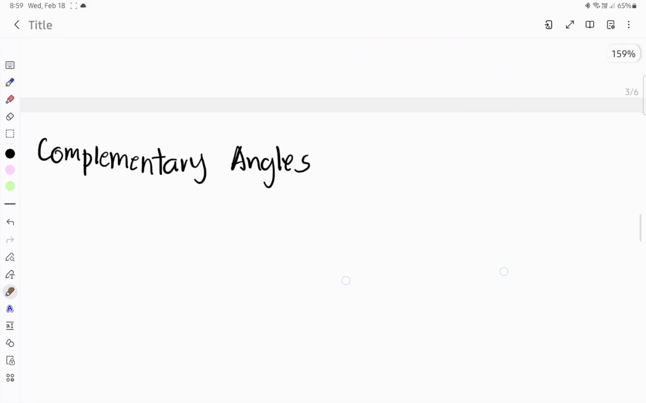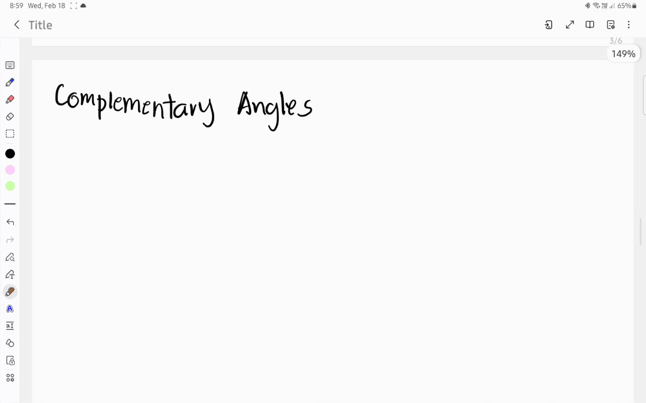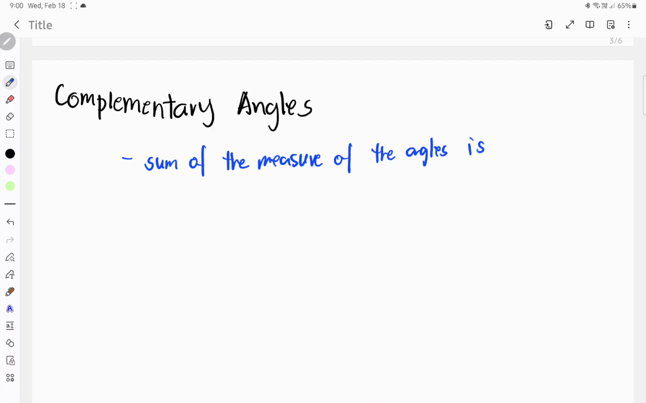Now let's go with the next part, which is complementary angles. I believe complementary angles were discussed when you were in elementary school. It requires that the sum of the measures of the angles is 90. It doesn't have to be adjacent or non-adjacent. For example, you can have this one, which is a classic example.